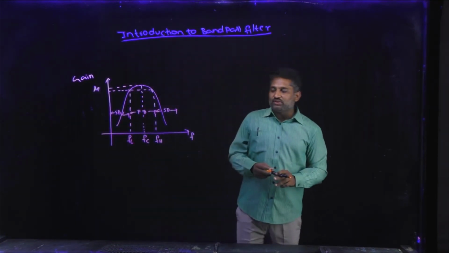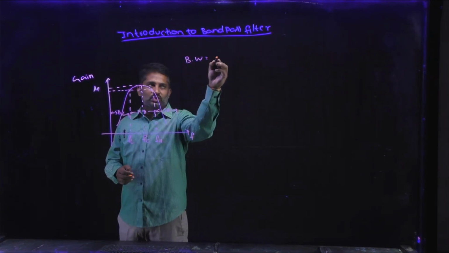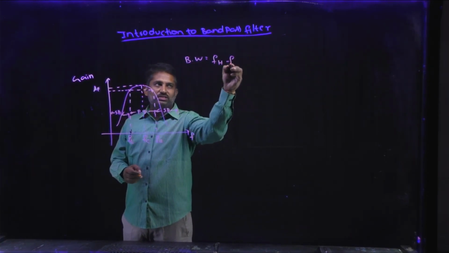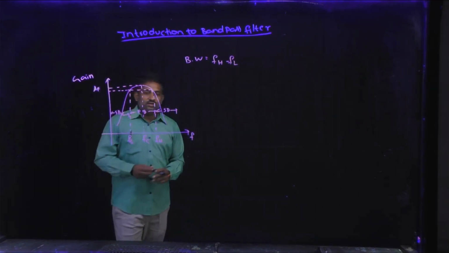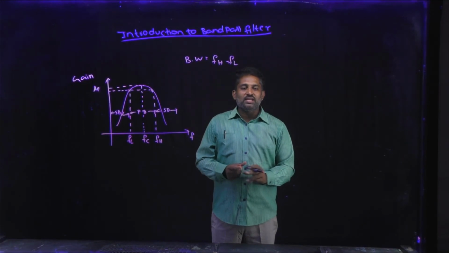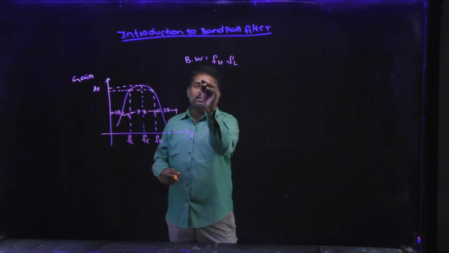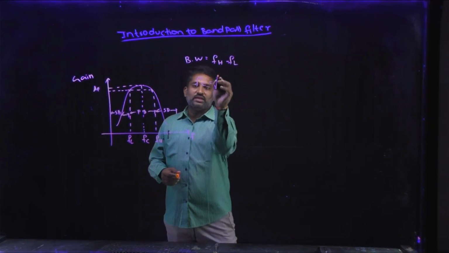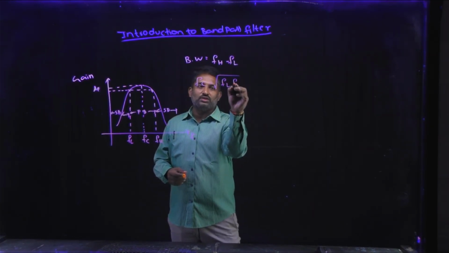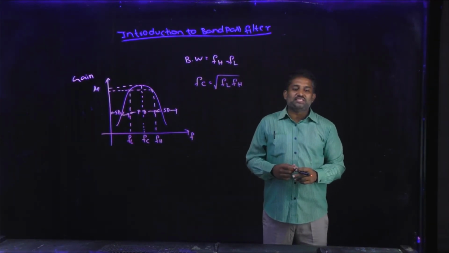The bandwidth of the band pass filter will be FH minus FL, and the center frequency is where the gain is maximum in the pass band region, which is FC. FC will be the square root of FL into FH, and the band pass filter is designed by cascading a high pass filter and a low pass filter.